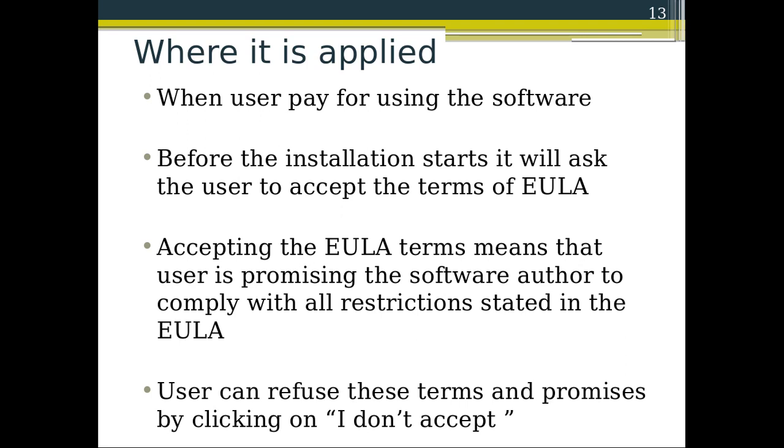He agrees to all the articles stated by that license. The user can refuse these terms by clicking I don't accept. If you don't agree with the articles in this agreement, you can refuse. But if you click I don't accept, then the software will not be installed. It will be aborted, and we will not use that software.